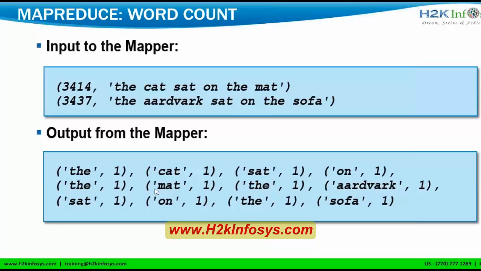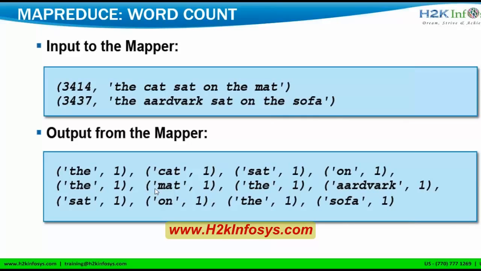So if you imagine that the line "the cat sat on the mat" is starting at 3414 position, my key comma value would be 3414 comma the cat sat on the mat. And the same with "the cat sat on the sofa". This particular line is starting at position 3437. So that is the reason I have the key and values in the way I had shown in the slide.